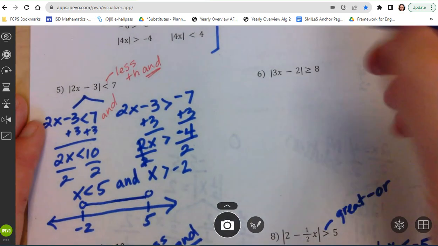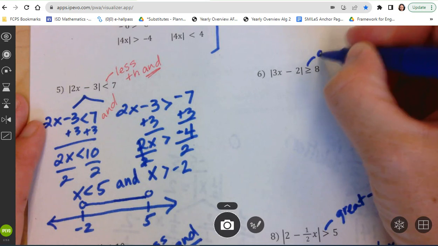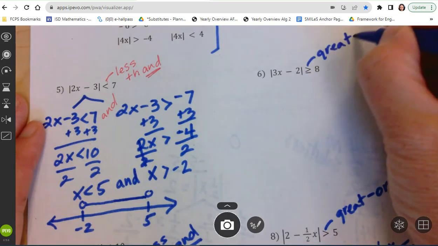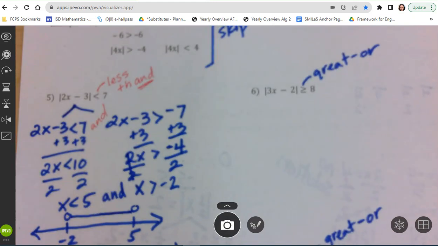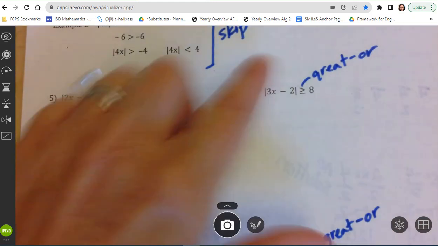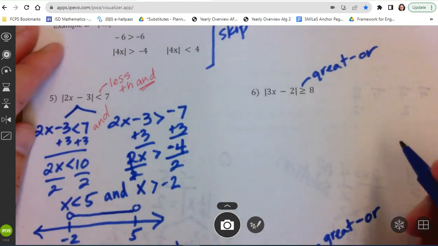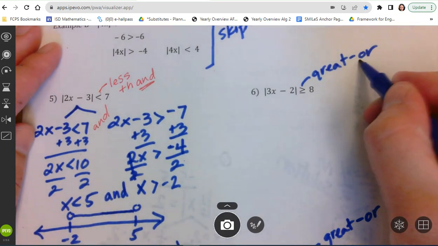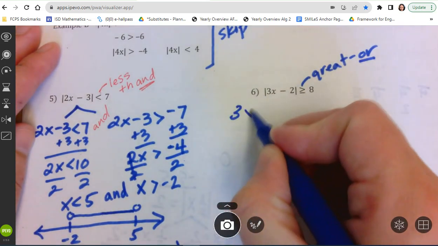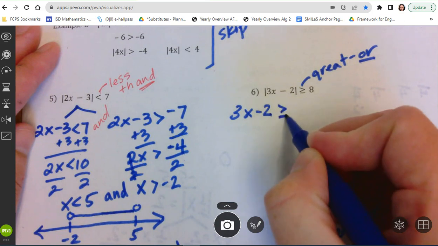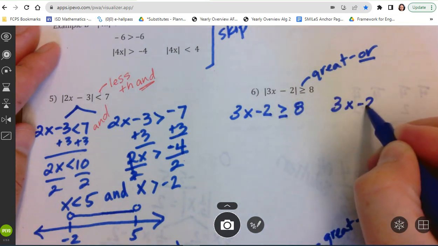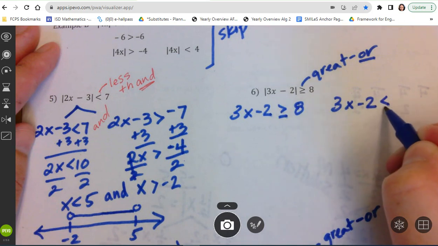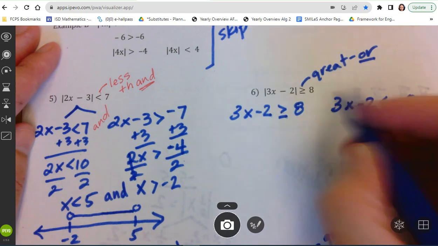All right, next one is a great or. It's a greater sign, so we're going to remember to put in or. Great or. It is greater than or equal to. A lot of you noticed that, but it's the greater or less than part that helps you know if it's and or. So this is an or. So 3x minus 2 greater or equal to 8. 3x minus 2 less than or equal to negative 8, and an or in between.